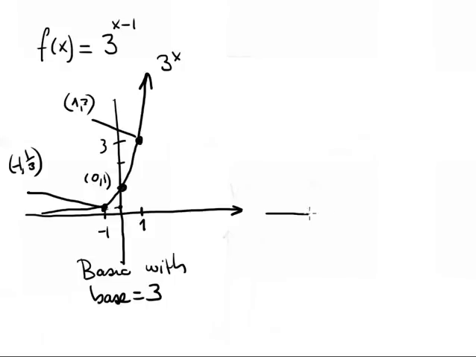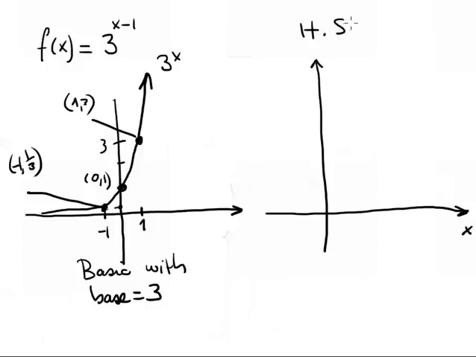Now the transformation. It's a horizontal shift 1 unit to the right, which increases the x component of any point. This point (0,1) is transformed to (1,1). Here, (1,1). This point (1,3) is transformed to (2,3). (2,3) here.